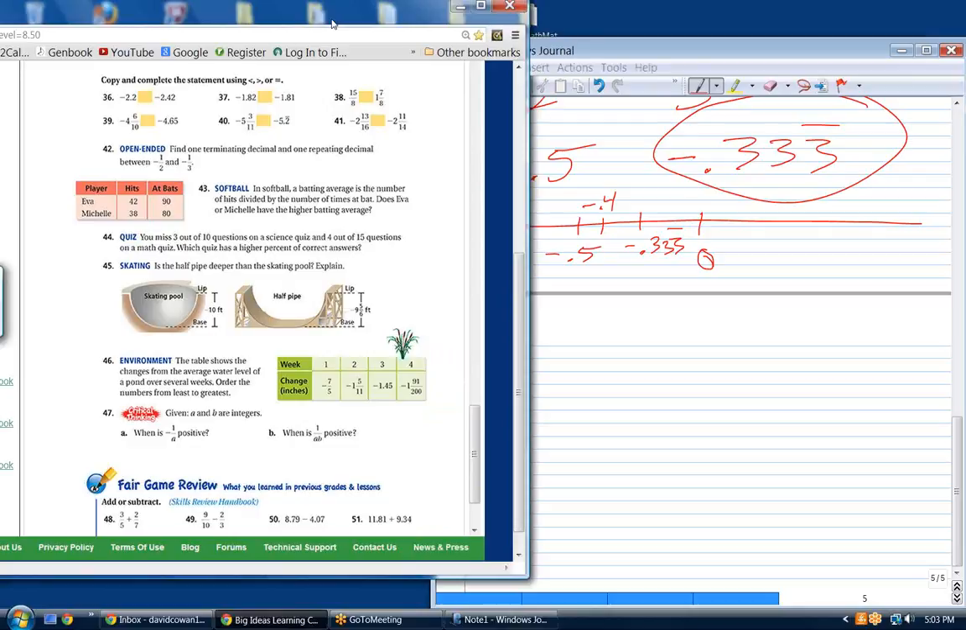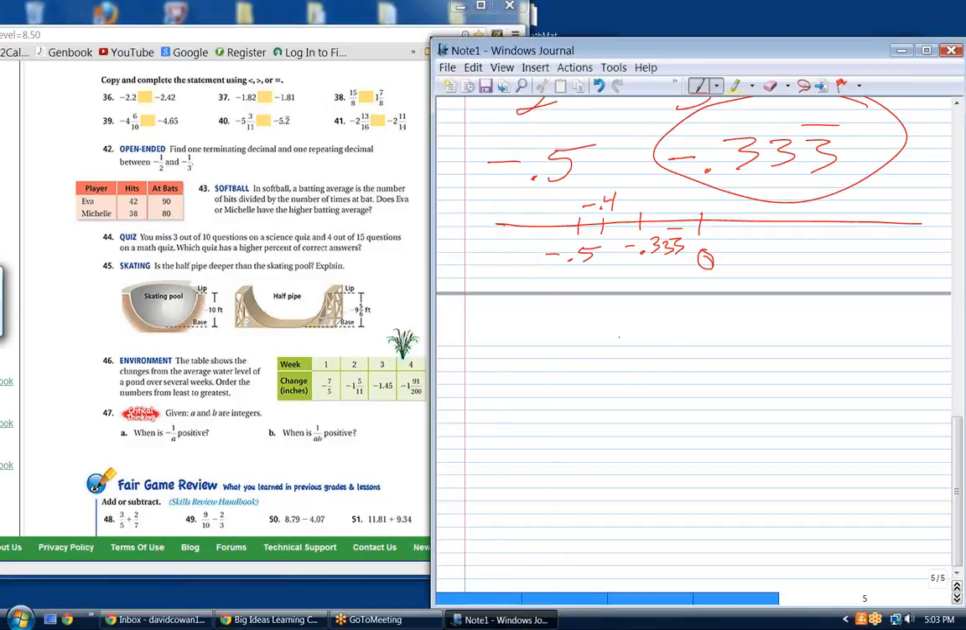Here, let me write that down. 45. And you can view that one as a number line problem also. If I put that on the number line, there's -10, there's -9 5/6. Well, when they say which is deeper, they really are asking about the absolute value of that number. And so 10 would be bigger than 9 5/6, which makes it deeper.